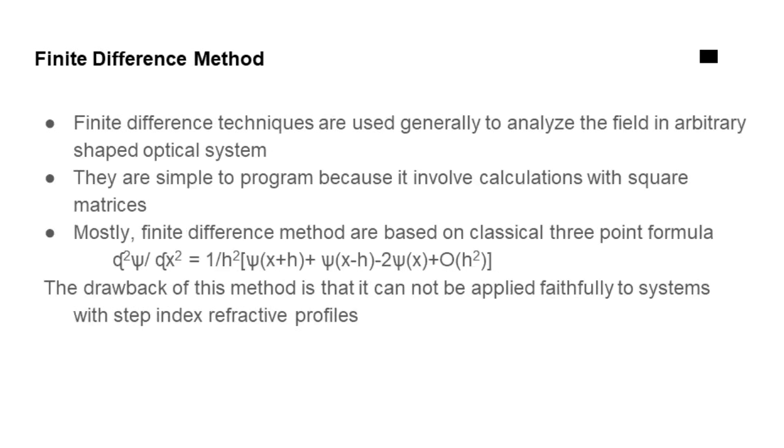Now, another important numerical method is the finite difference method. Finite difference techniques are generally used to analyze the field in arbitrary shaped optical systems. They are simple to program because they involve calculations with square matrices, and they make efficient use of computer memory. Mostly finite difference methods are based on the classical 3-point formula, del squared psi over del x squared is equal to 1 upon h squared, psi(x plus h) plus psi(x minus h) minus 2 psi(x), plus O(h squared). The presence of O(h squared) indicates that terms of order h squared are neglected.